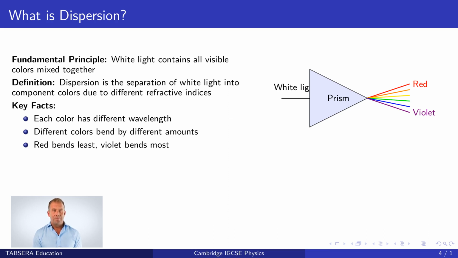Different colours bend by different amounts because glass has slightly different refractive indices for each wavelength. Red bends least because it has the lowest refractive index in glass, while violet bends most because it has the highest refractive index. The diagram illustrates white light entering the prism and separating into the spectrum of colours.